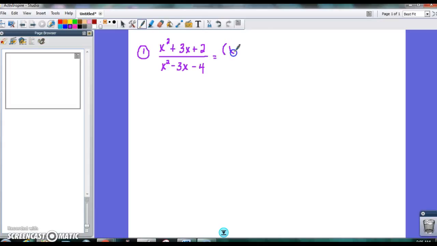When I factor my numerator, I end up with x plus 2 times x plus 1. Remember, I need two numbers that add to 3 and multiply to 2. In the bottom then, I end up with x minus 4 times x plus 1. Okay, now from here, remember, we cancel our common factors. Bam, bam, I can get rid of those. And what I'm left with is x plus 2 over x minus 4.